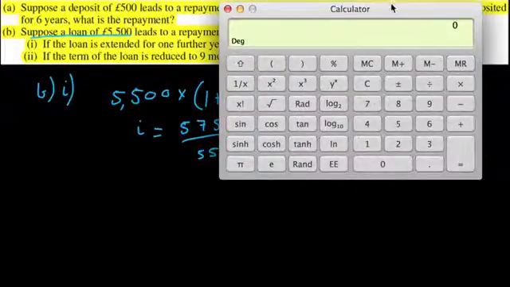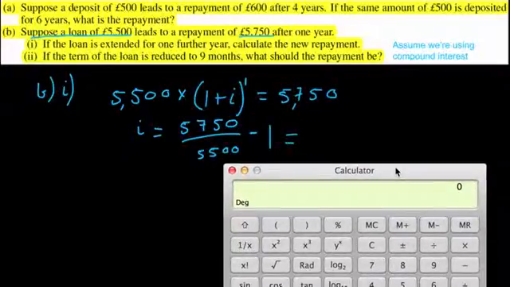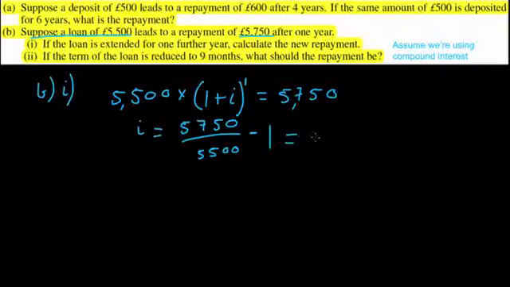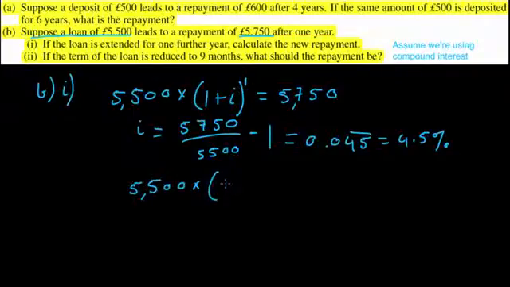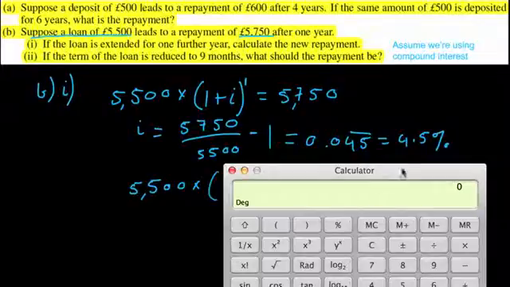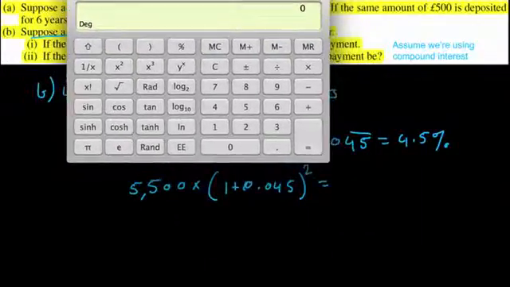So the interest rate equals 5,750 divided by 5,500 equals that, minus 1. So it's 4.5%, 4545. So there we go, I'm writing it correctly, and it's recurring. So that's going to be 4.5%. Alright, so now that we have that, we can find out what happens if we did this compounded 2 years. So 5,500 times 1 plus our interest rate, which is 0.045, to the power of 2, and that's going to equal some amount.